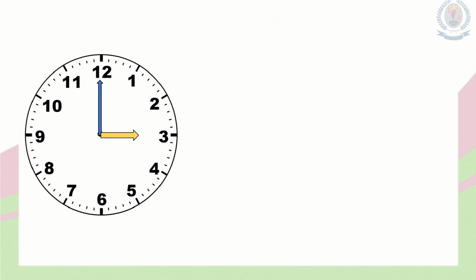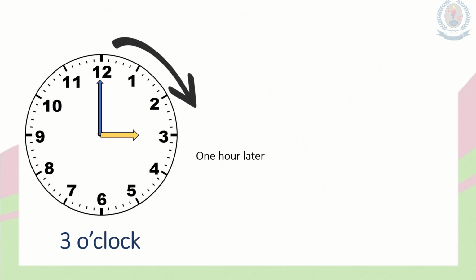Look at this clock. The short hand pointed to 3 and the long hand pointed to 12. So we can see the time is 3 o'clock. Then we'll see 1 hour later. So clock hands turn in one direction, that is clockwise direction.